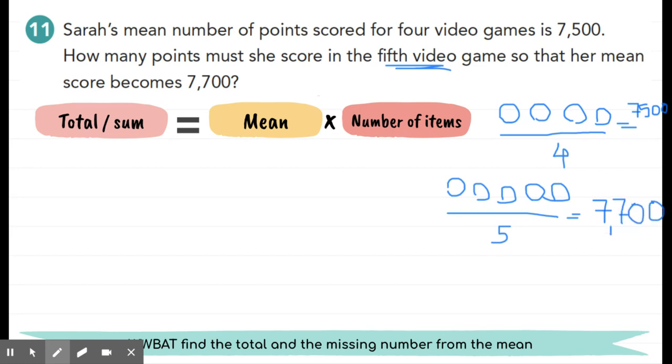The mean becomes 7,700. So we have to figure out the total sum of the 5 games first. So the total sum of 5 games would be 7,700 times the number of items, which is 5. You can use your calculator. 7,700 times 5 is 38,500.